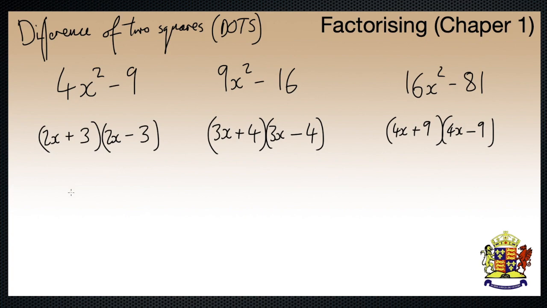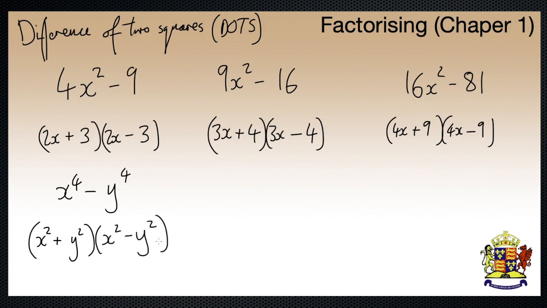These aren't too bad, but we might get something like this, x to the power of 4 minus y to the power of 4. Now in this case, you can just think along the same lines. This is going to become x squared plus y squared, x squared minus y squared. Okay, and again, in any case, if you're finding it difficult, write it into a box.